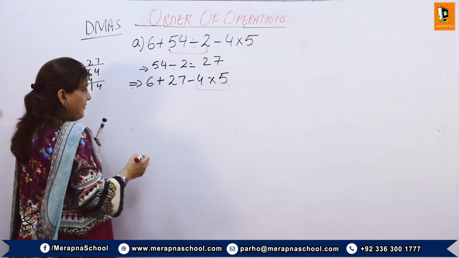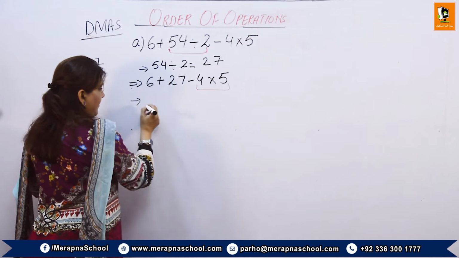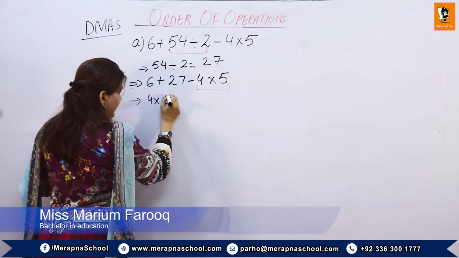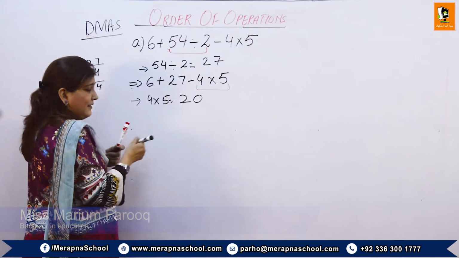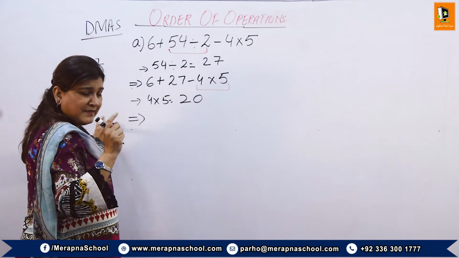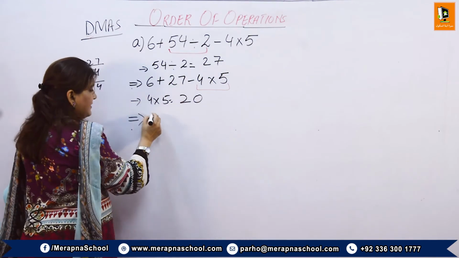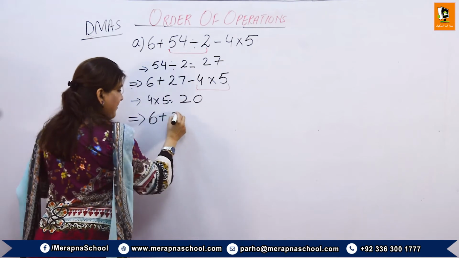Here we have multiply. So first of all, we multiply 4 5s, that is 20. Now let's write again the whole question the way it is written. 6 we have to copy same, plus 27.